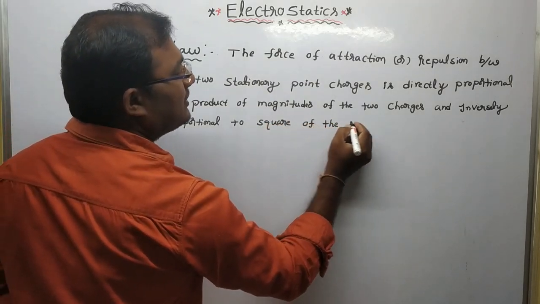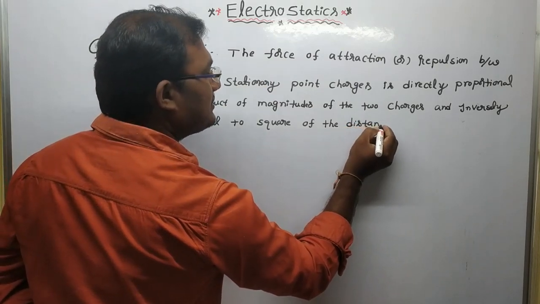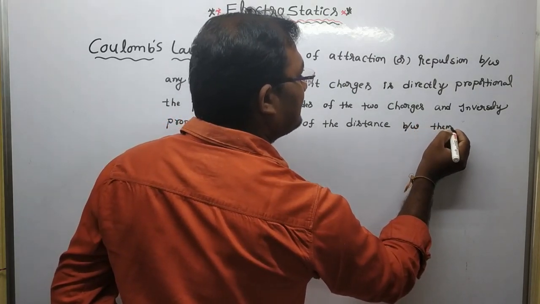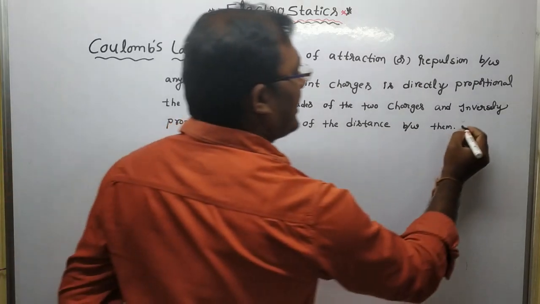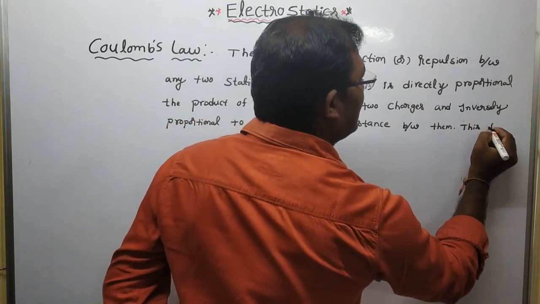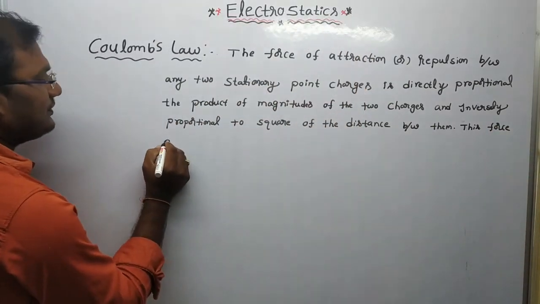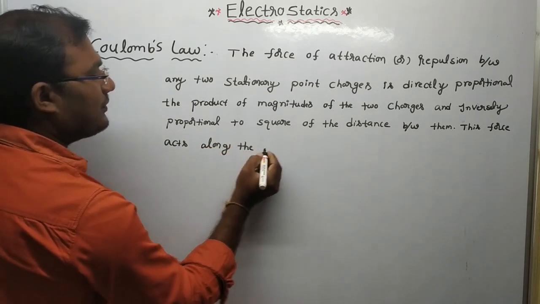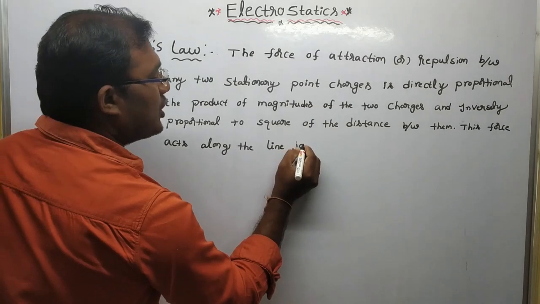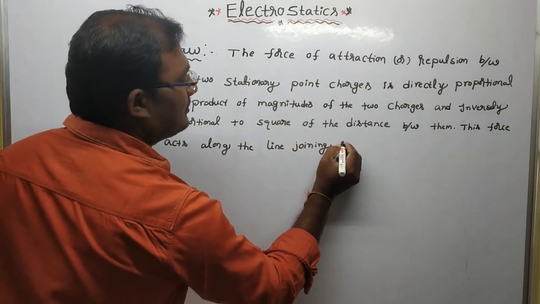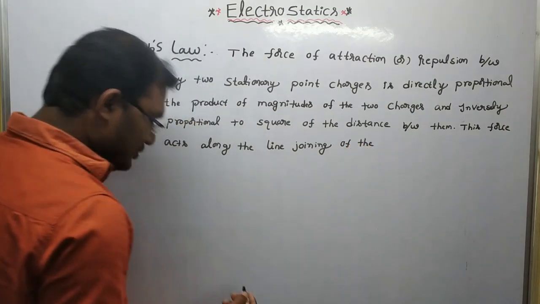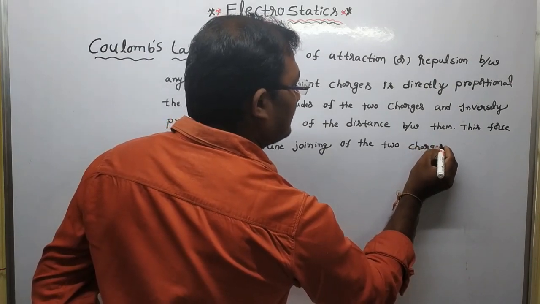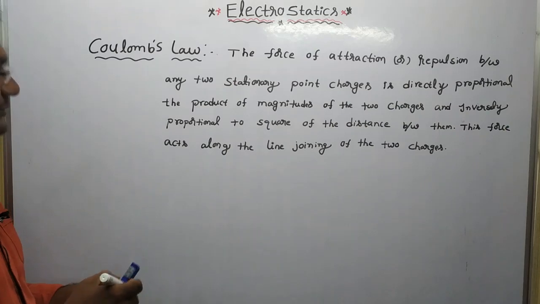Square of the distance between them, and also this force acts along the line joining the two charges. This is known as Coulomb's law.